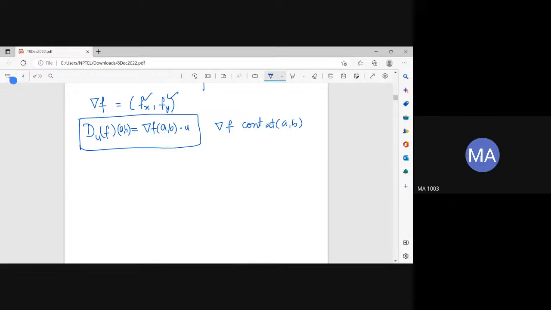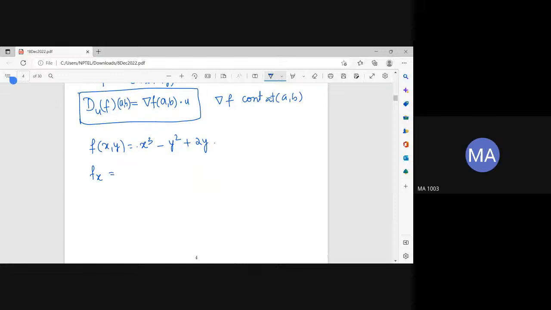Say, for example, f of x comma y is x cube minus y squared plus 2y. So what is fx here? 3x square. Is this a continuous function? Yes, ma'am. fy is minus 2y plus 2. Is this a continuous function? Yes, ma'am. So this gradient is continuous at all points, right? Yeah, you take any a comma b, the gradient is continuous.